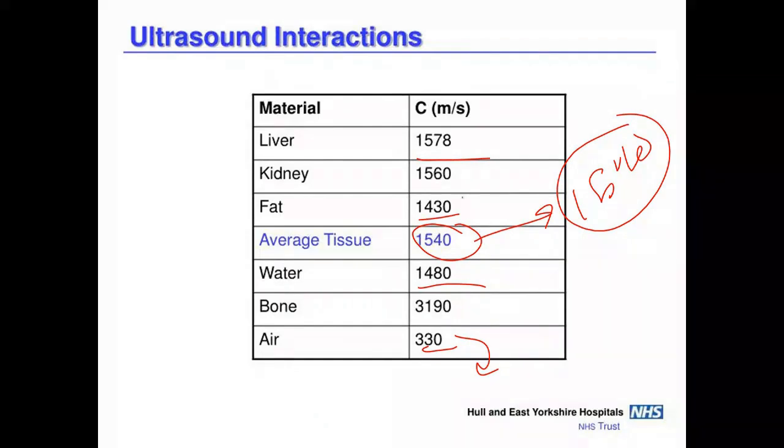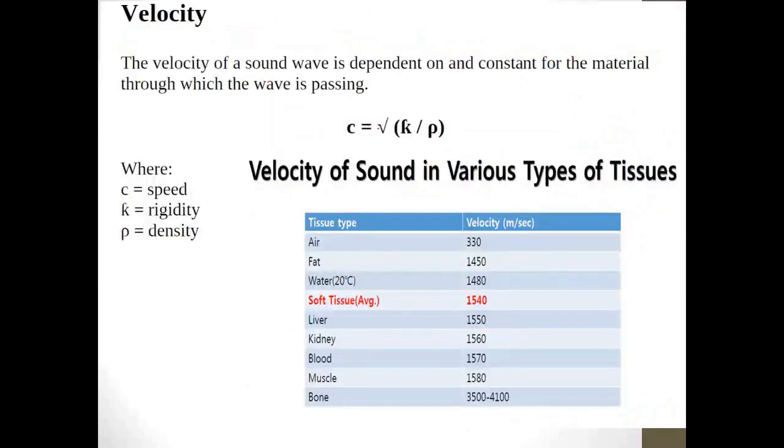Is this clear, doctors? So, the velocity of the sound wave is dependent on the material itself, on the stiffness, and on the density. As we said, this is the average value I use in the calculations, which is soft tissue. So, why do you use this velocity?